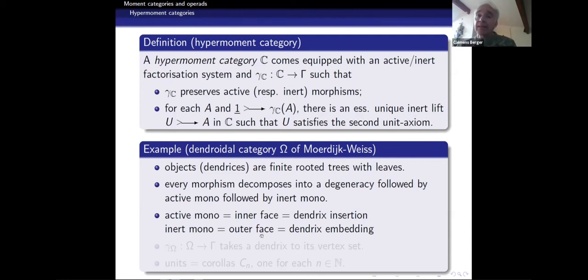And the cardinality functor takes a dendrix to the set of its vertices, and the units are thus just the dendrices with a single vertex. And these dendrices with a single vertex are called corollas. And you have a corolla for each natural number depending on the number of incoming edges.